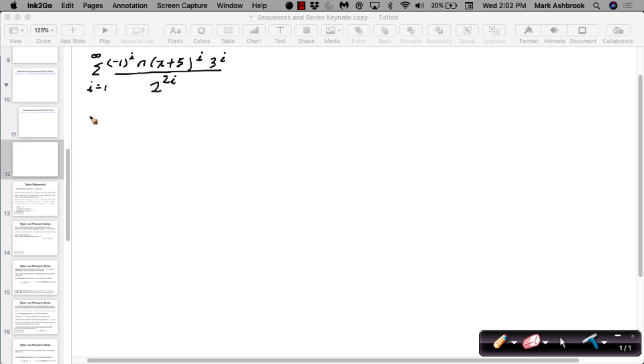So we know we use the ratio test, right? Ratio test means look at the limit of the a_(i+1) term over a_i. So this is a new sequence based on that series. It's the sequence of ratios of the next term to the previous term. That was like the multiplier, right? That's the multiplier from term to term.